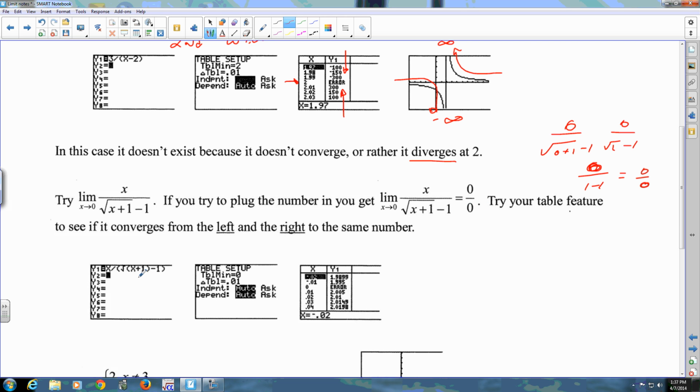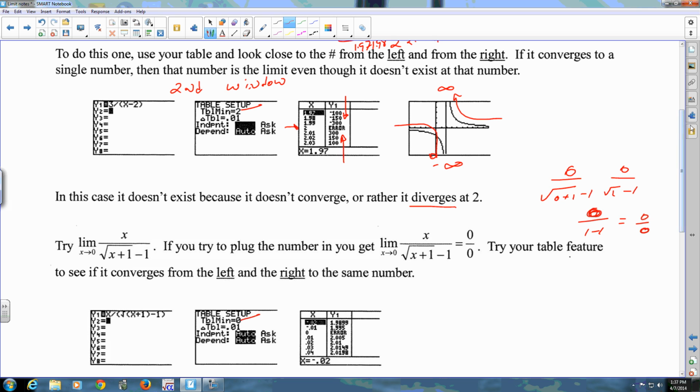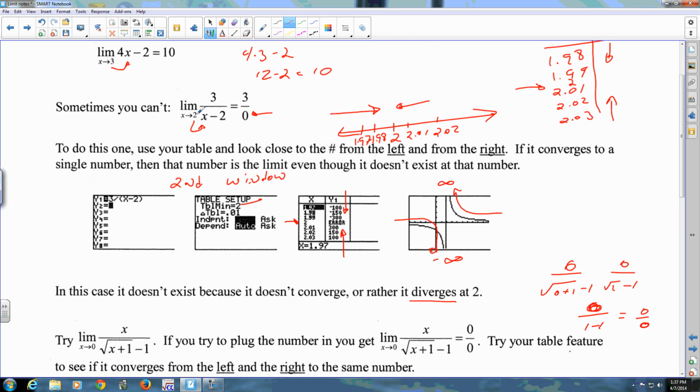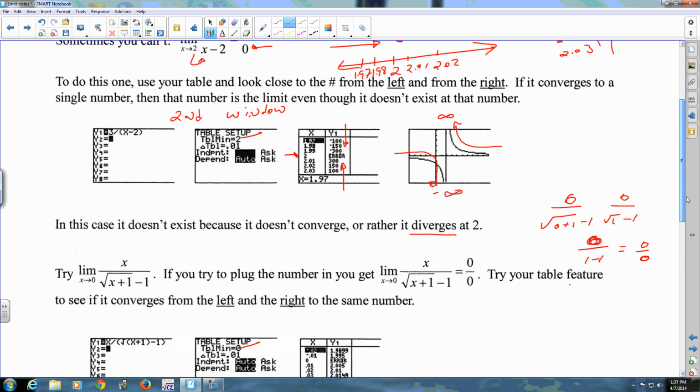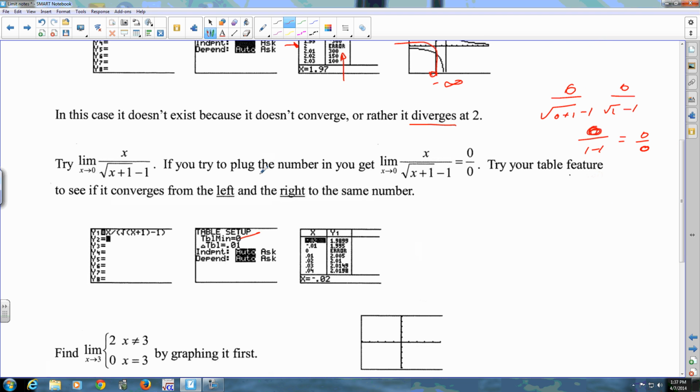So you do the same thing, plug it in. This time I want to start my table at 0 rather than starting my table at 2. That jived with where you're taking the limit. This was the limit at 2, so I had to tell it to start at 2. This is taking the limit at 0, so I need to tell it to start at 0. I'm going to take little steps either way.